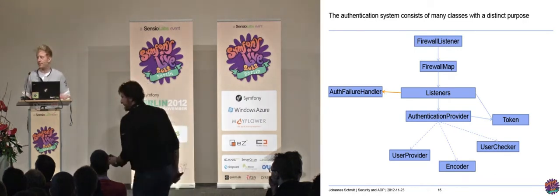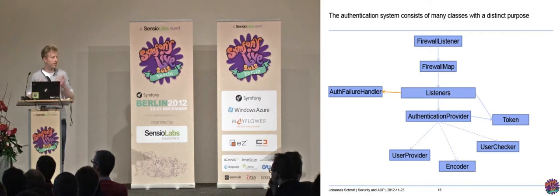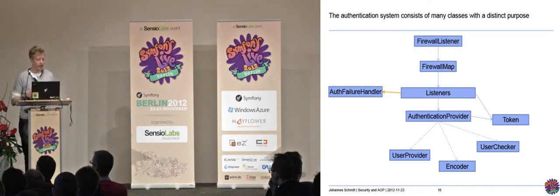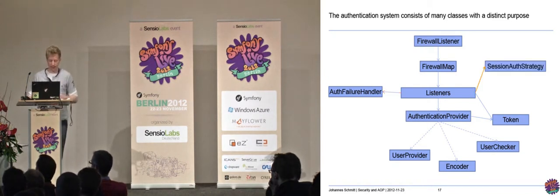Then we have in the listeners itself, for the case that authentication fails, we need to send the user some sort of response. That could, for example, be in the case if you have form login, if the authentication fails, that we redirect the user back to the login form. And what happens there is basically defined by the authentication failure handler that is registered on your listener.